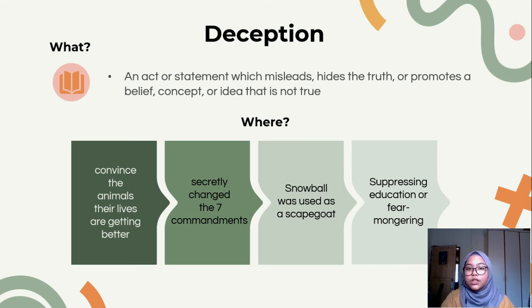The next one is Snowball being used as a scapegoat. Snowball was used as a scapegoat even though he had been recently lauded as a hero. Napoleon clearly wants to be a dictator. He does not want anyone questioning him, and this is why he drives Snowball off the farm.